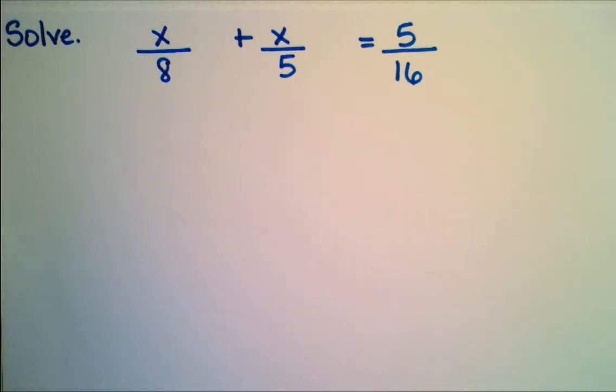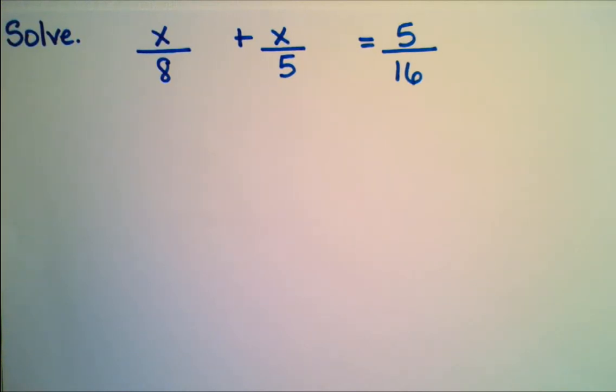Solve: we have x over 8 plus x over 5 is equal to 5 over 16. We have an equation that contains a fraction. Now we can solve this equation with the fractions in it, or we can convert this equation to where the body of the work doesn't have a fraction in it. And actually that's what we're going to do.